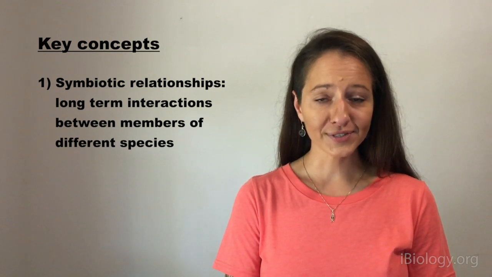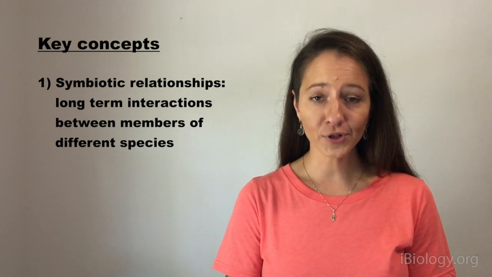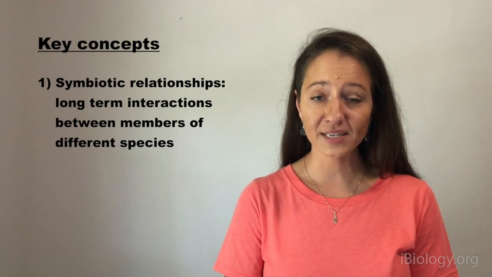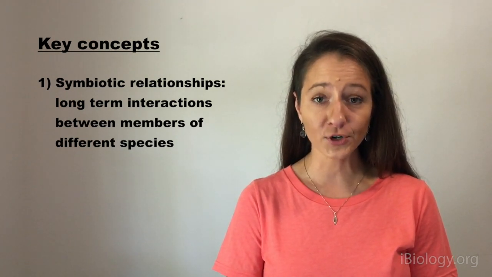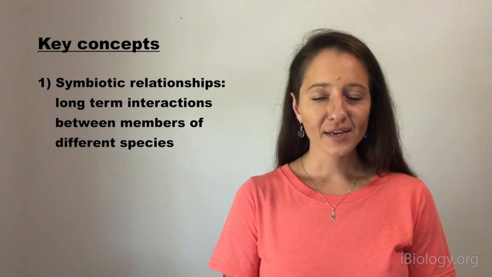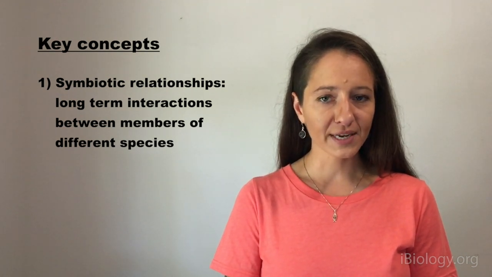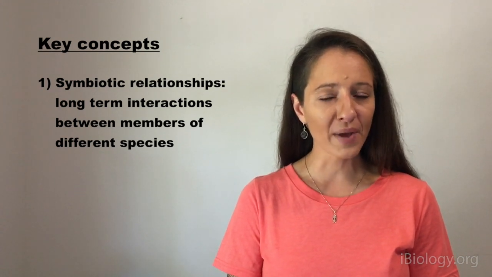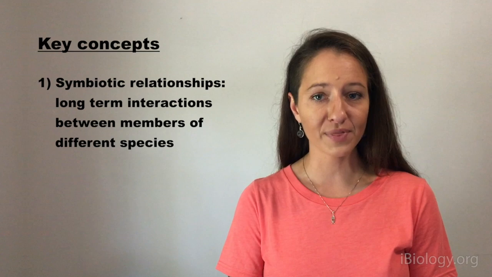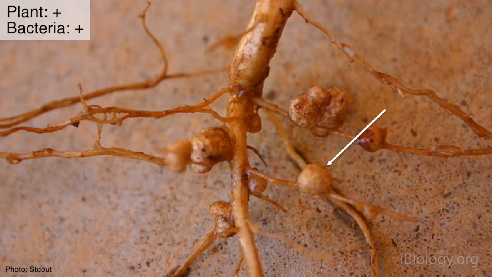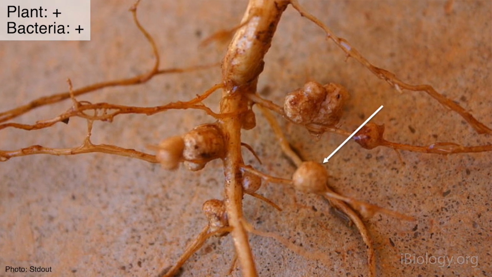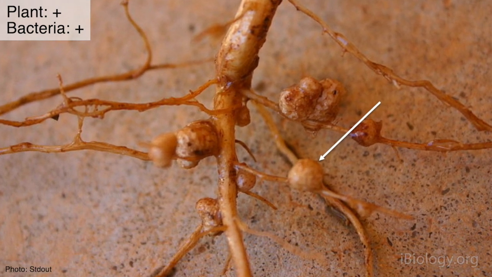As you just heard, symbiotic relationships are long-term interactions between members of different species, and these interactions persist across generations. These symbiotic relationships can have different outcomes for the organisms involved depending on the type of relationship that we're talking about. So here we have an example of a symbiotic relationship that's beneficial for both members.